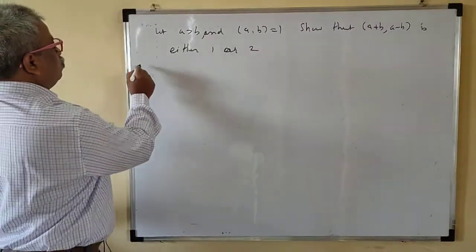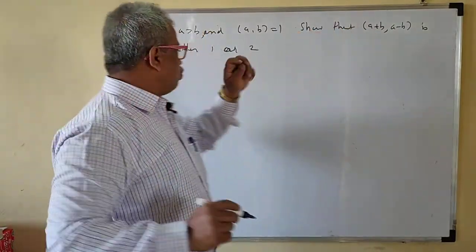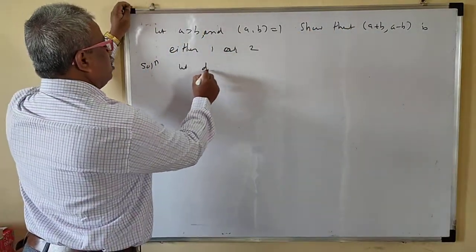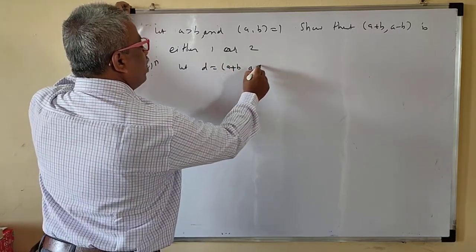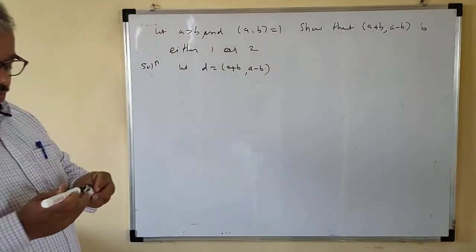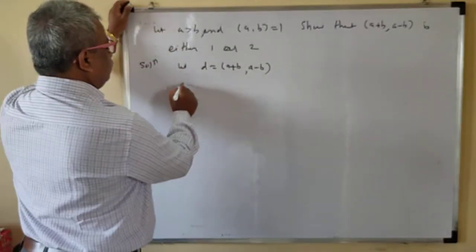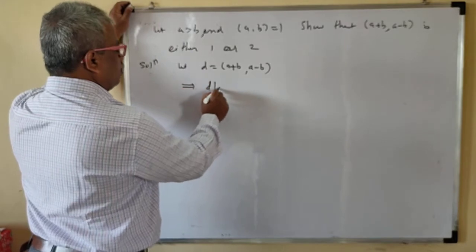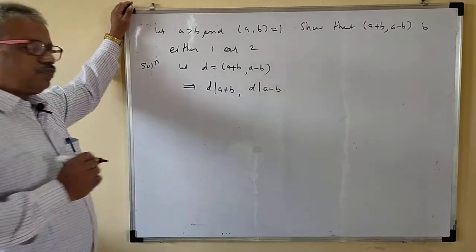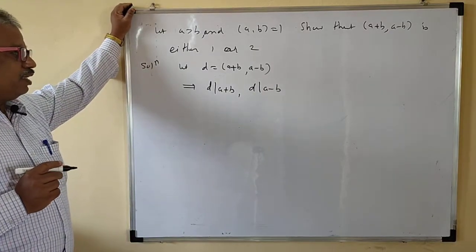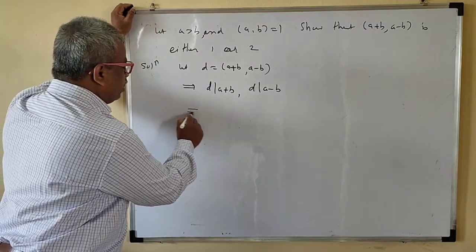So the solution. What will we prove? This GCD is 1 or 2. So let D be equal to GCD of A plus B and A minus B. What we have to prove is that the value of D is 1 or 2. So first I apply the definition. D is the common divisor of A plus B and A minus B. So what does this imply then?